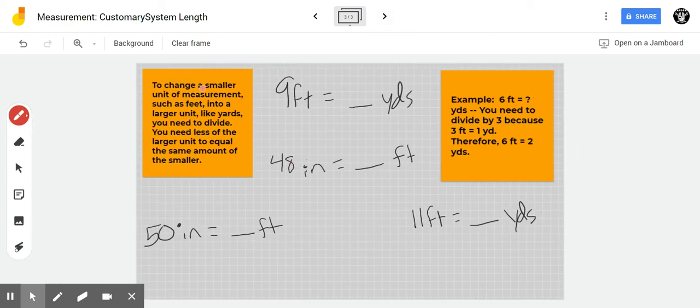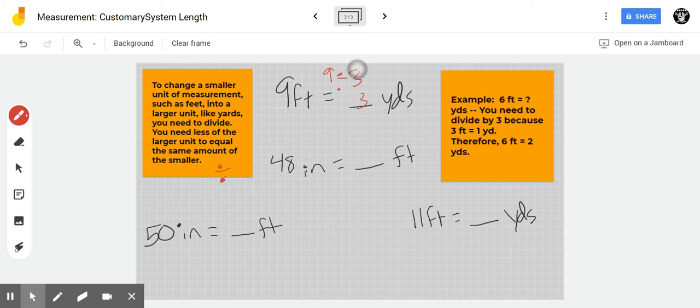And now, if you're changing a smaller unit, such as feet, into a larger unit like yards, you need to divide because you need less of the larger unit, right? So you're going to use division this time, right? So that's the idea here. So 9 feet equals how many yards? Well, you know that 3 feet equals 1 yard, so you're going to do 9 divided by 3, and you're going to get 9 feet equals 3 yards.